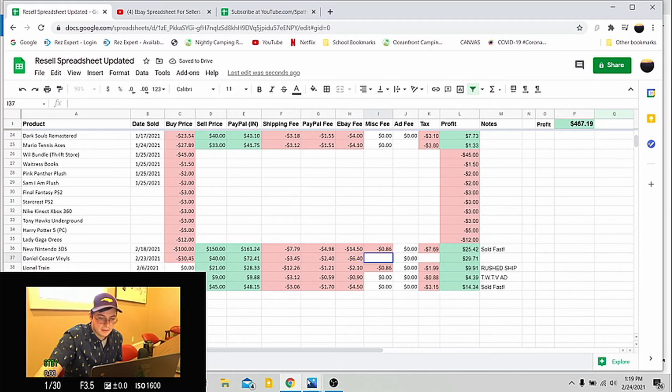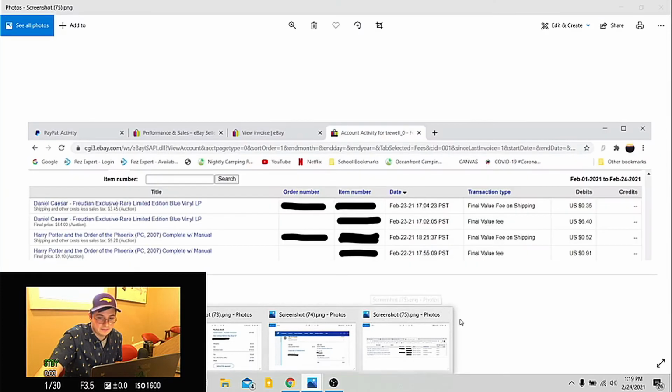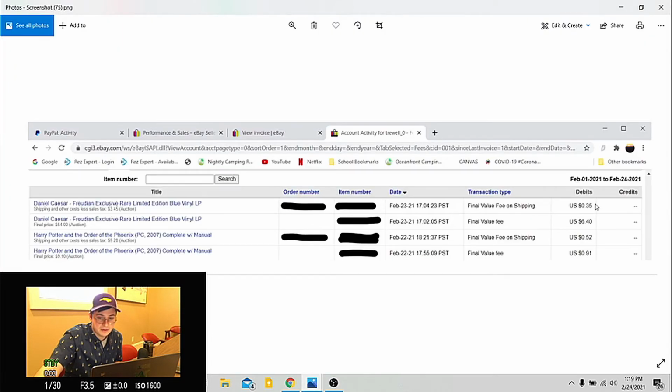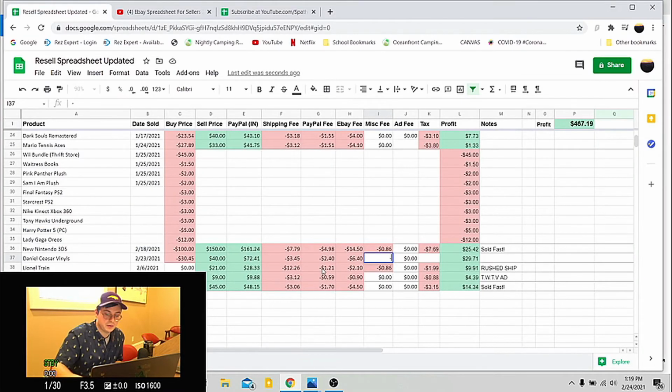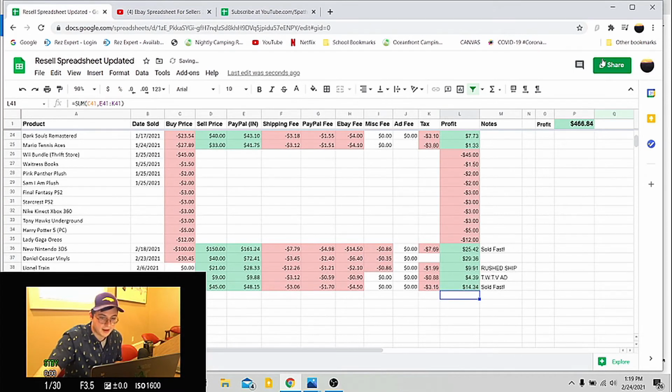Miscellaneous fee will take care of that shipping fee. That final value fee on shipping, which was 35 cents, that's what we'll plug in here in miscellaneous. So we'll go negative 0.35. Okay, so we're almost done. We've got almost all of our cells filled out for that one product.